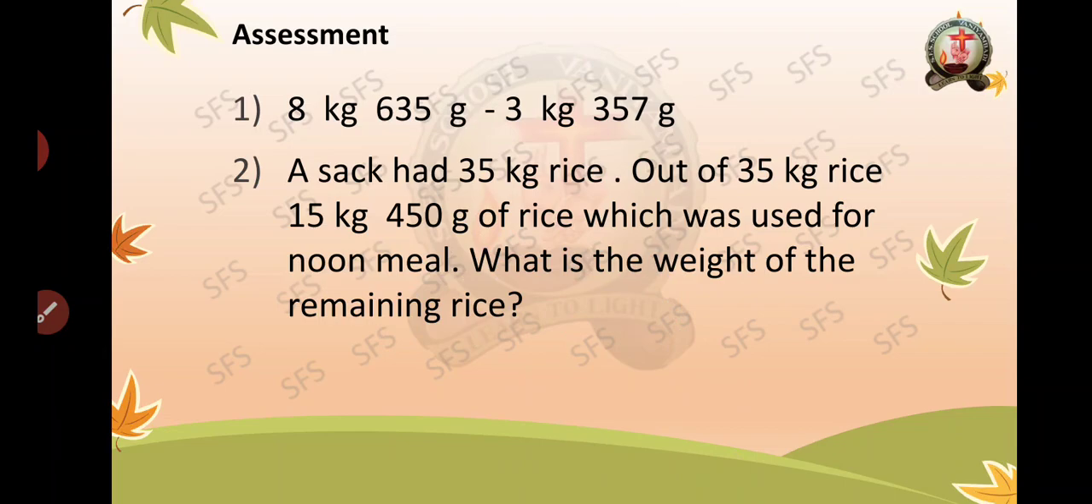Then the second question is about a sack that had 35 kg of rice. Out of that, 15 kg 450 g of rice was used for the noon meal. What is the total weight of remaining rice? The total weight of rice is 35 kg. In that 35 kg, they used 15 kg 450 gram of rice for the meal. They are asking you the remaining rice after the meal. Just subtract. Why? Because in the question they have mentioned the word remaining. That means it is subtraction.